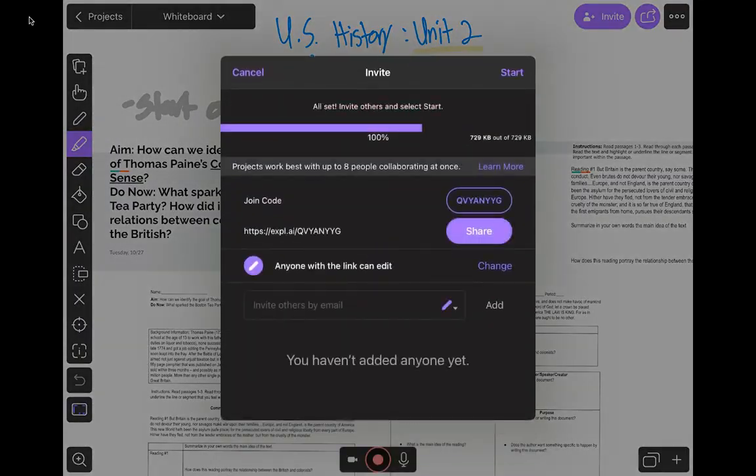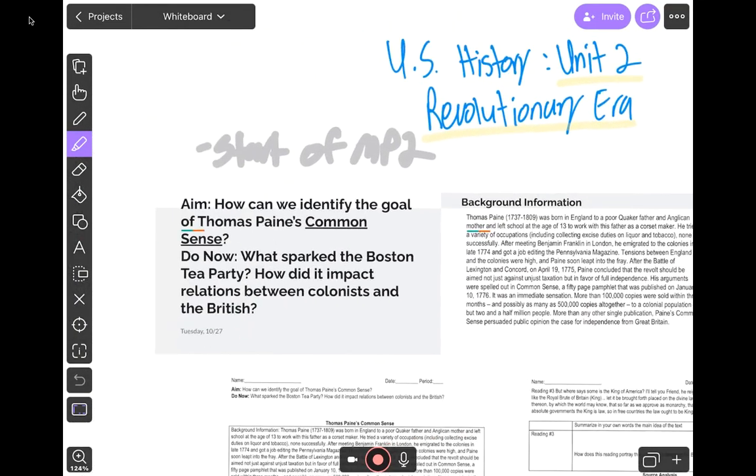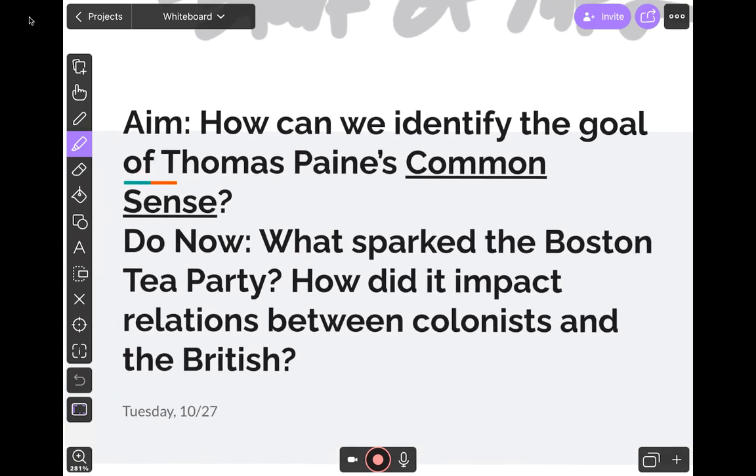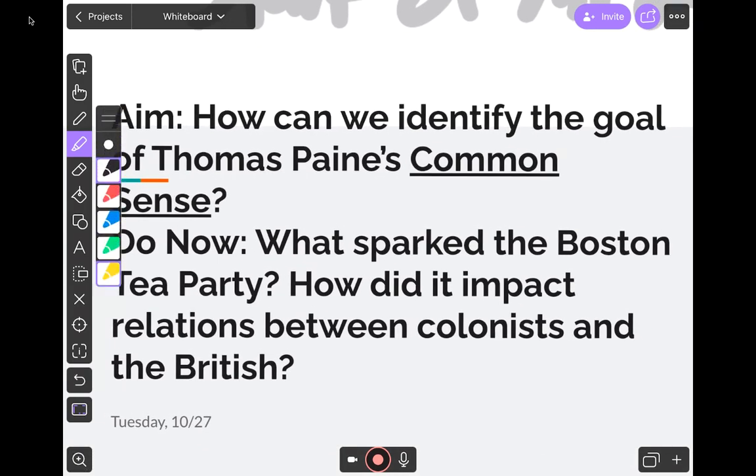All right, so we'll get into the aim and Do Now quickly. For our aim, we have: how can we identify the goal of Thomas Paine's Common Sense? We're looking into one of the more influential texts that comes about in the colonial era. It's written by an individual named Thomas Paine, and he titles his work Common Sense. And that title alone will give us some information in regards to the messaging of this pamphlet.